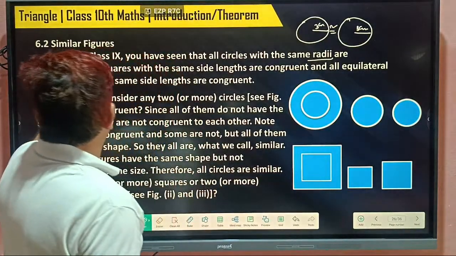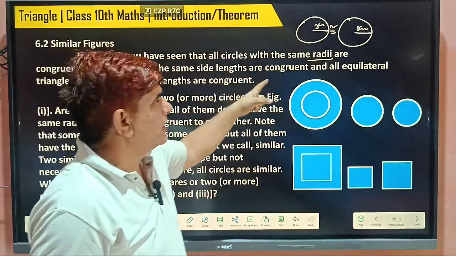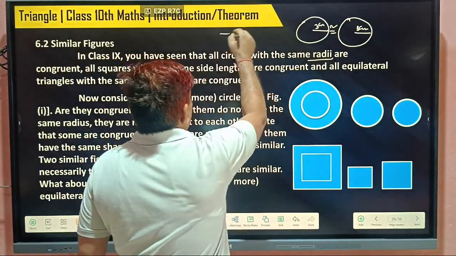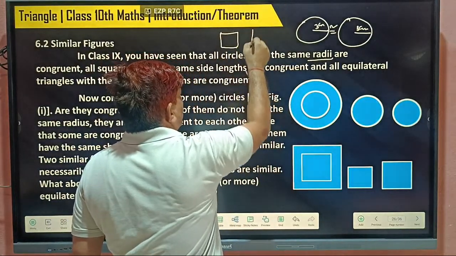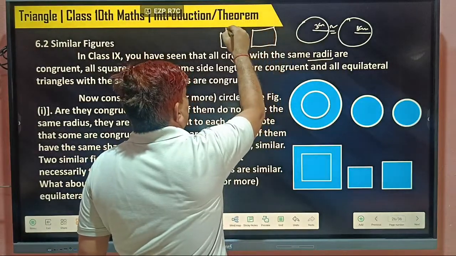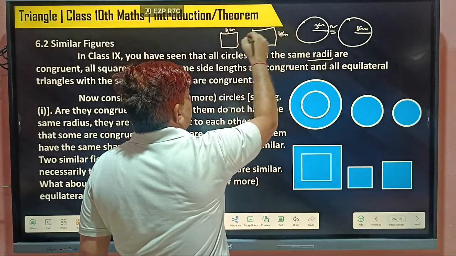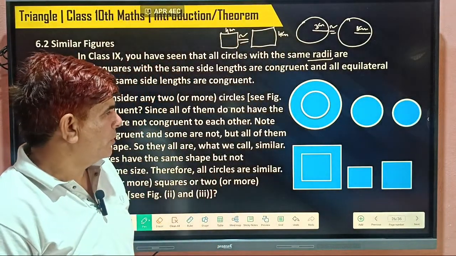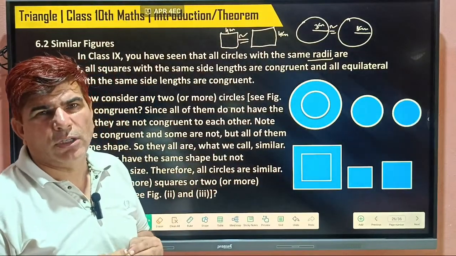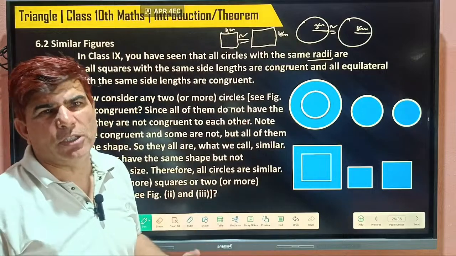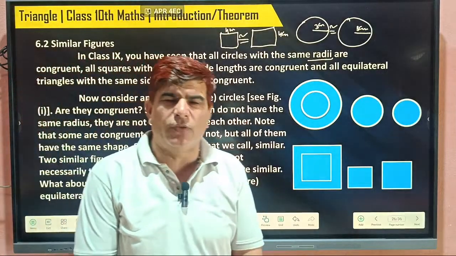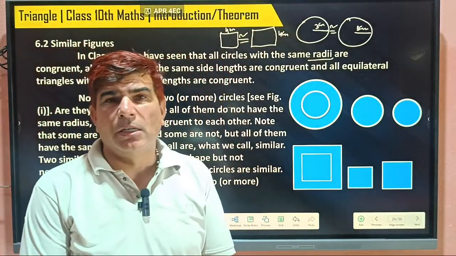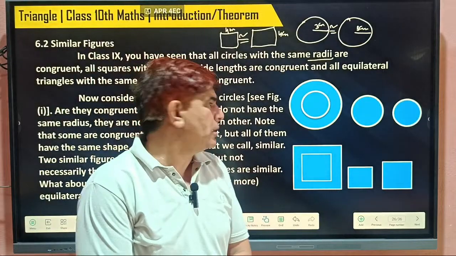Understood? So all squares with the same side length are congruent. It means you are taking squares of the same side, like this square of 4 centimeter, and this also 4 centimeter. So all are congruent. Understood? We can take a rectangle also. If their size is the same and shape is the same, then talking about rectangles, definitely their shape is the same. If the size is also the same, meaning their length and breadth are the same, then we can say both are congruent.